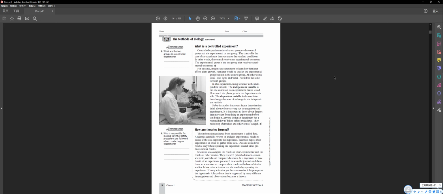Let's get started. What is a controlled experiment? Controlled experiments involve two groups, the control group and the experimental or test group. The control is the part of an experiment that represents the standard conditions. In other words, the control receives no experimental treatment. The experimental group is the test group that receives experimental treatment.